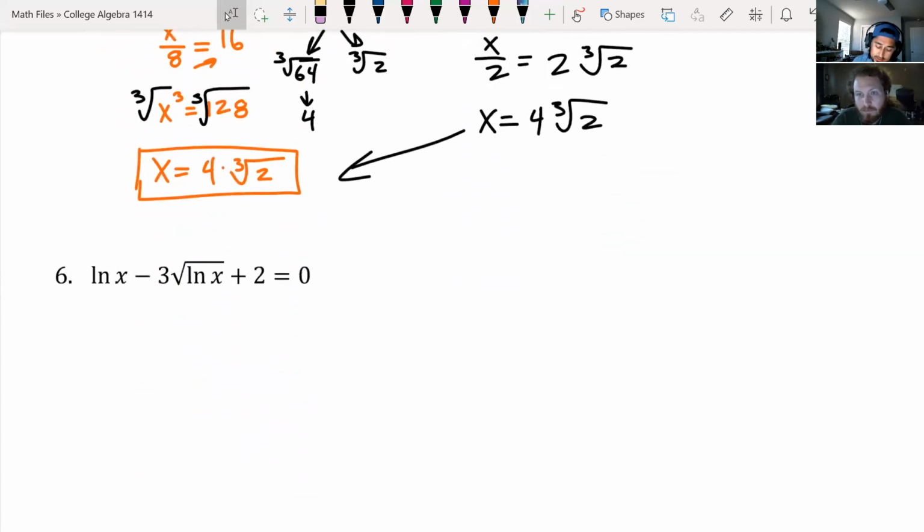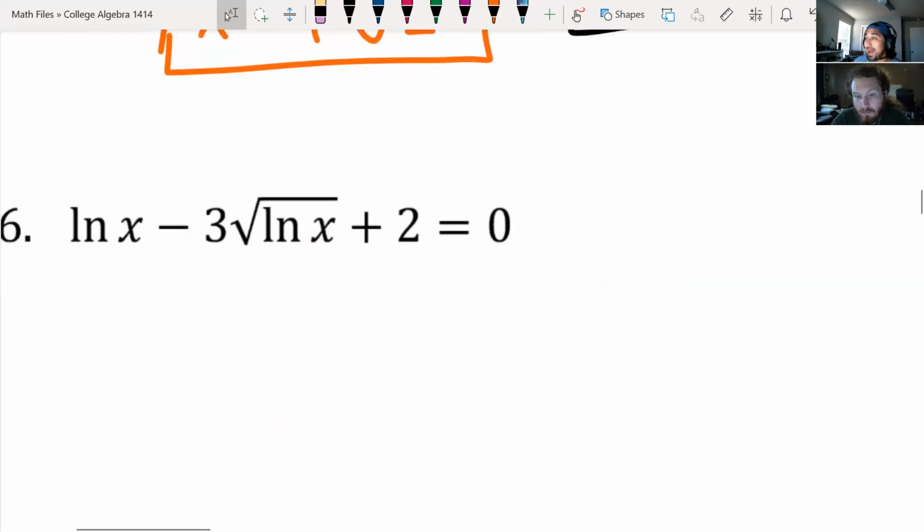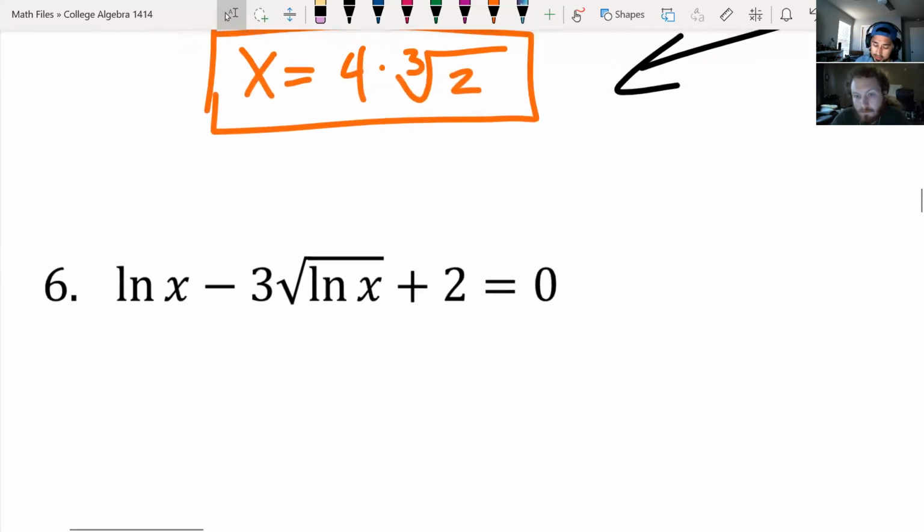Okay. 6. We have the natural log of x minus 3 times the square root of natural log x plus 2. All right. So what we're going to do here is factor this by u substitution. You could also solve it another way. We can move the natural log and 2 to the right side and then square everything. But I think u substitution is going to be easier.